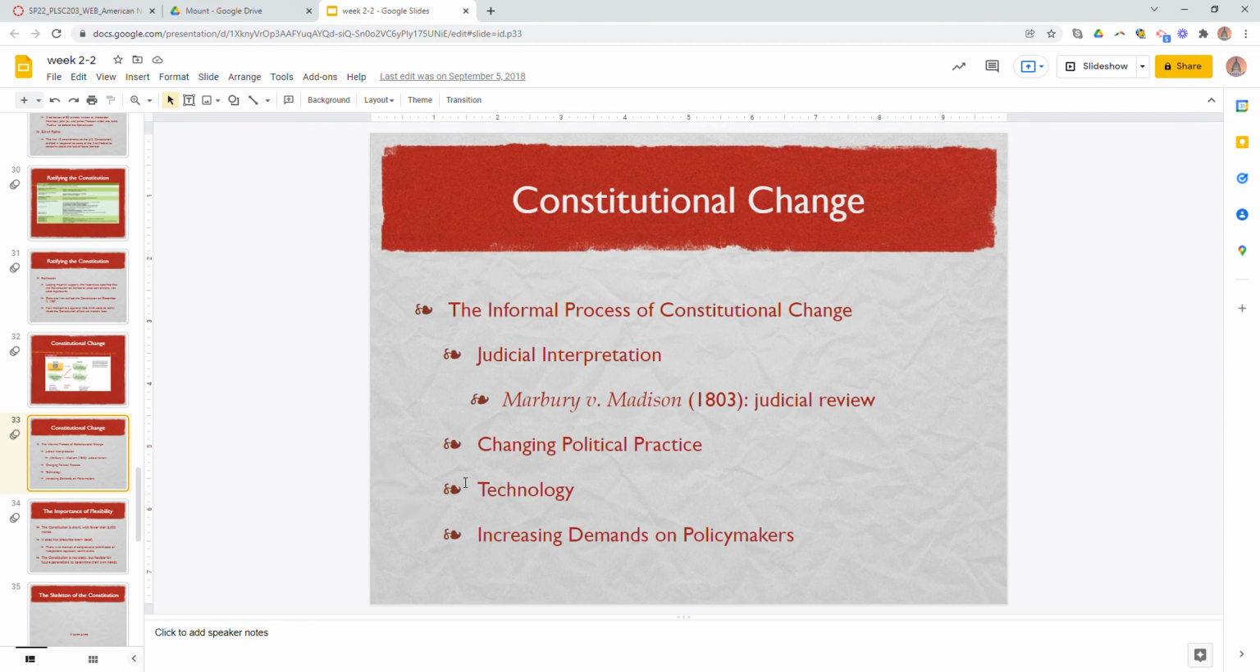We have changing political practice. The Constitution was written before political parties existed, and now we have political parties, and that changes how everything in our government works. We have congressional committees. They aren't listed in the Constitution, but they're based on what political party controls Congress.